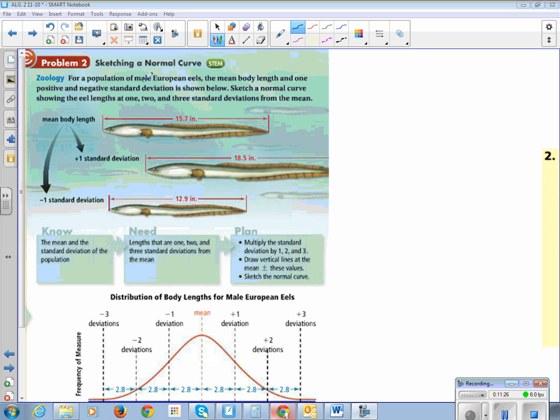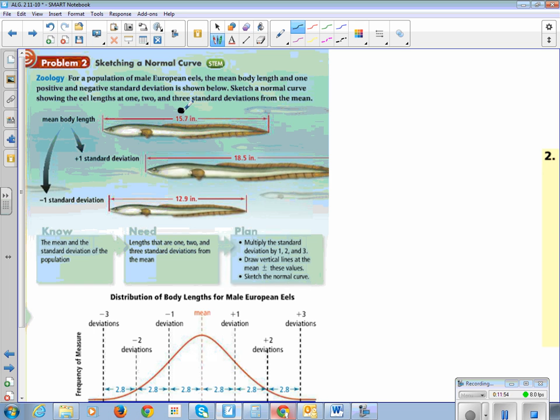Let's take a look at a zoology problem and figure out how we are going to sketch a normal curve. For a population of male European eels, the mean body length and one positive and one negative standard deviation is shown below. Sketch a normal curve showing the eel lengths at 1, 2, and 3 standard deviations from the mean.